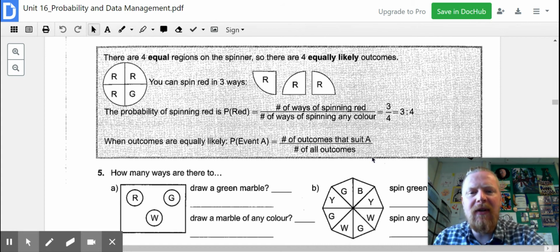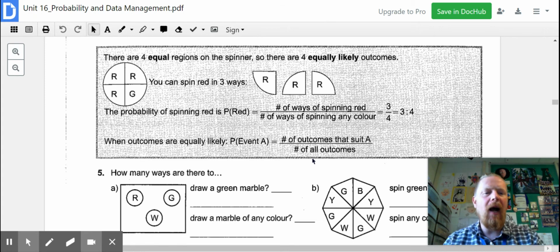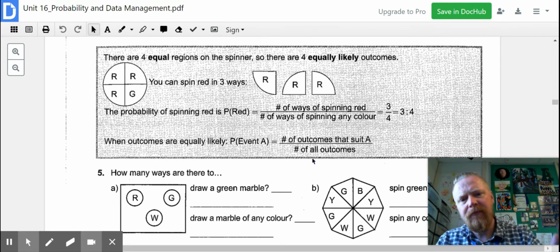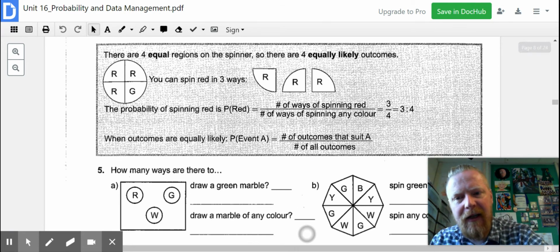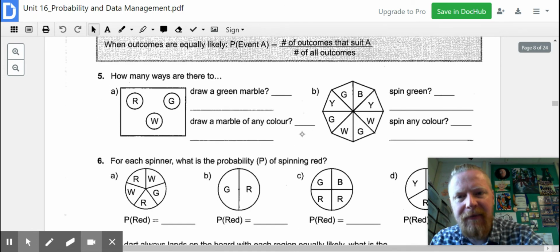When the outcomes are equally likely, the probability of an event is the number of outcomes that suit the event divided by the total number of all outcomes. That's the formula. So when you want the probability of something happening, you're like, well, how many outcomes match the criteria, and how many possible outcomes are there? So let's take a look at a practical application of this here.